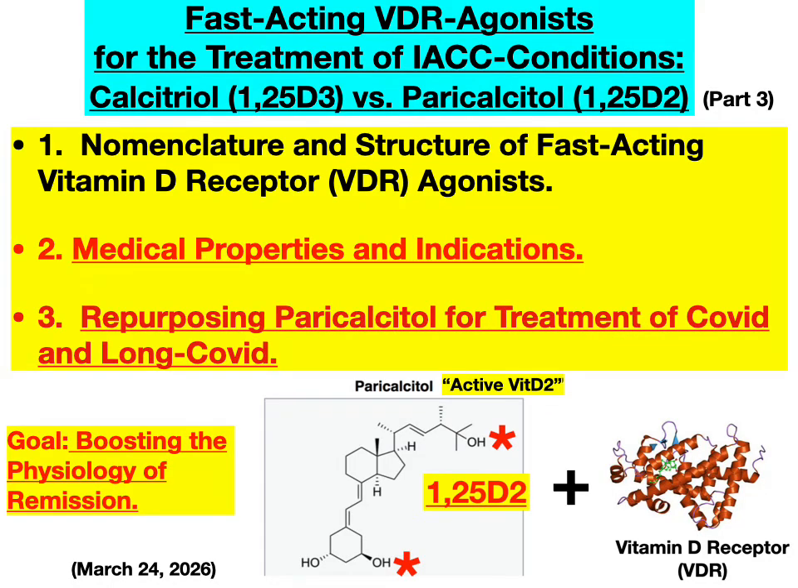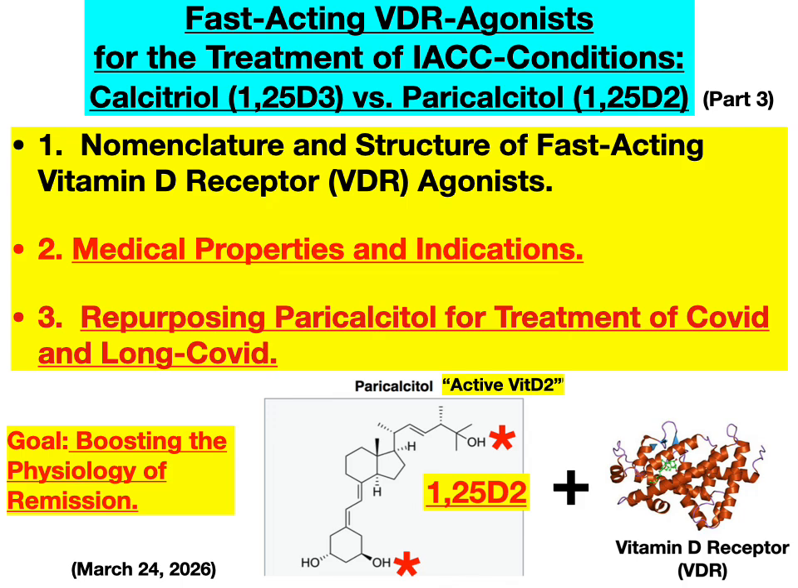Fast-acting vitamin D receptor agonists for the treatment of IACC conditions, infection-associated chronic conditions. Calcitriol versus paracalcitol, Part 3. In this YouTube series, we are discussing three main topics: the nomenclature and structure of fast-acting vitamin D receptor agonists, their medical properties and their indications, as well as the potential repurposing of paracalcitol, 1,25 vitamin D2, for the treatment of COVID and long COVID.